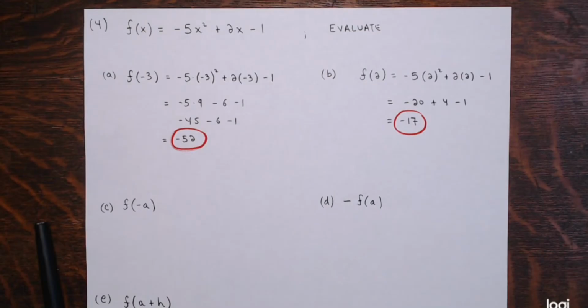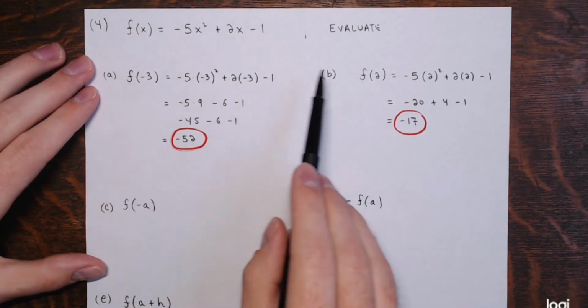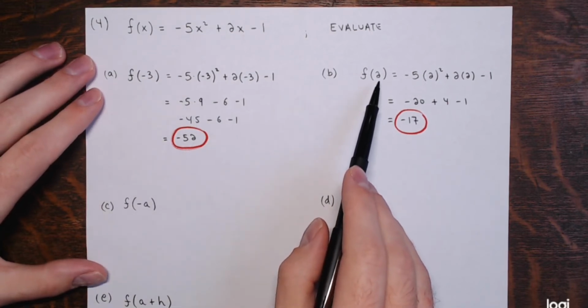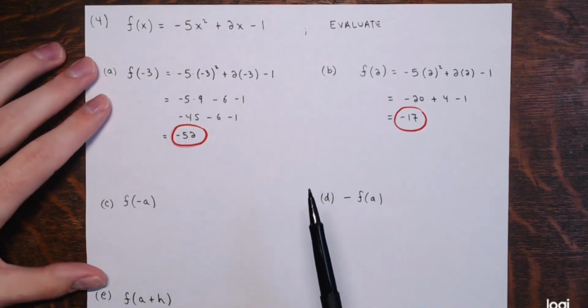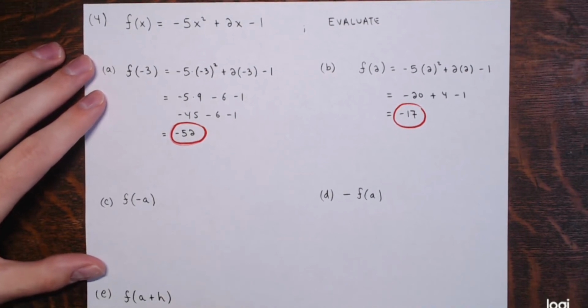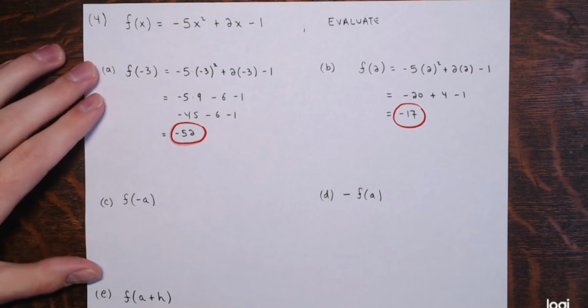All right, now we get into some interesting stuff. In parts A and B, I just replaced x with a number. But you don't have to replace x with numbers. You don't have to replace your input with a number. You can replace your input with an entirely different expression altogether. So that's what's happening in the last 3 parts.